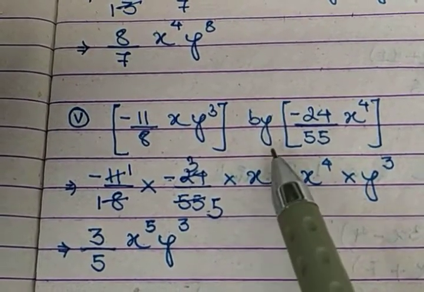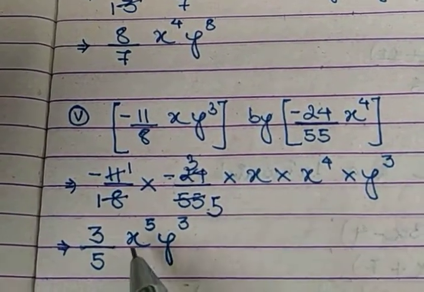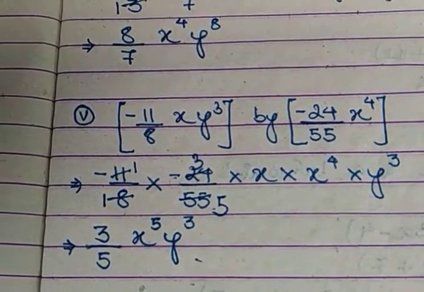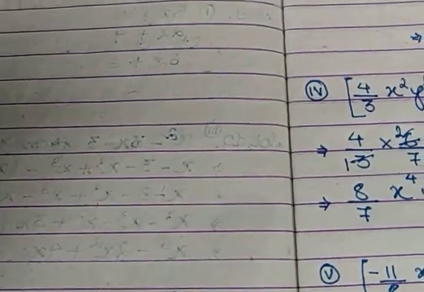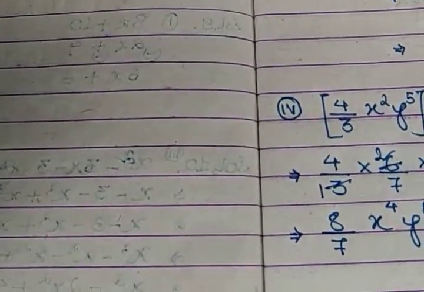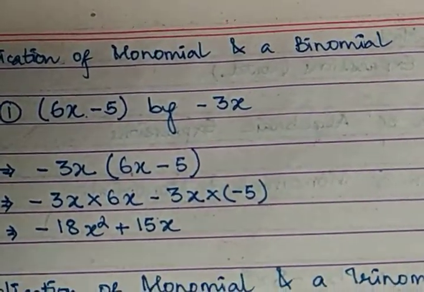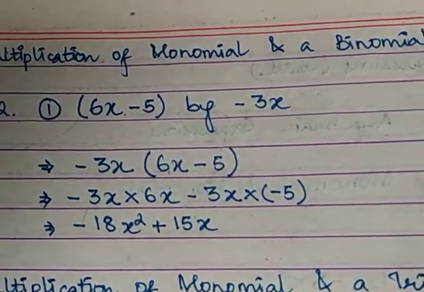For this x, the power is 1, so 4 plus 1 is 5, x to the power 5, and y cube remained as it is. Okay, I hope you kids have understood. Simply, in case of multiplication, all we need to do is add up the powers of same variables.